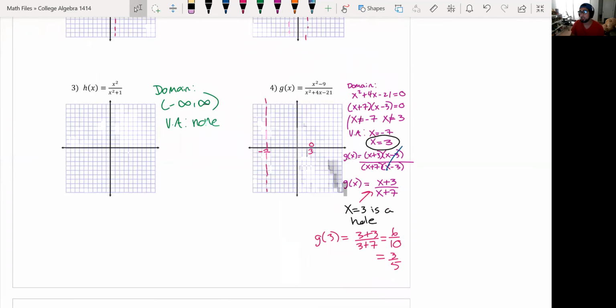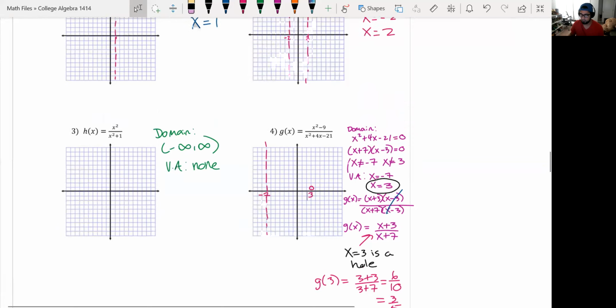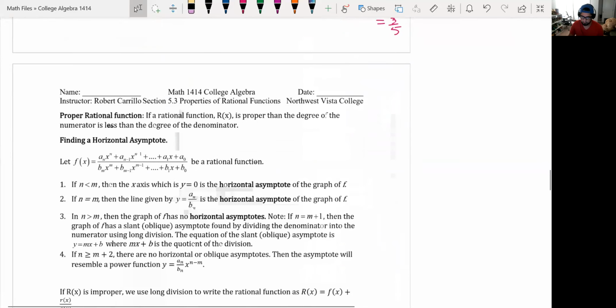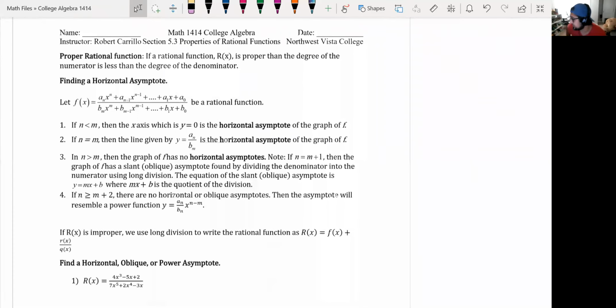Okay, fun stuff. Vertical asymptotes are easy. Keep it really simple. If you have your domain, you have your vertical asymptotes. But then if you cancel a part of the denominator, that vertical asymptote now becomes a hole in the graph. Okay, simple enough. Now we get to the hard stuff. Horizontal asymptotes. Look at all that nonsense down there. Okay. Let's see.